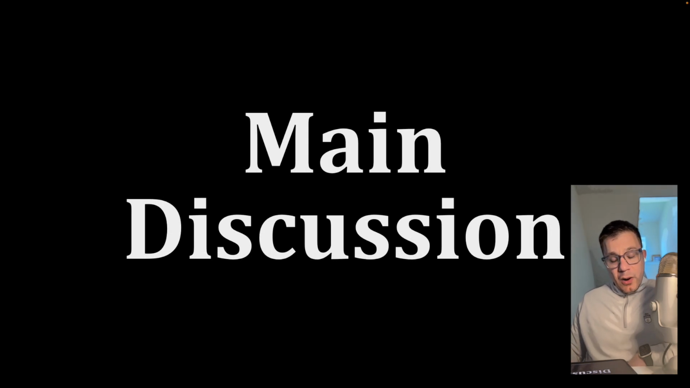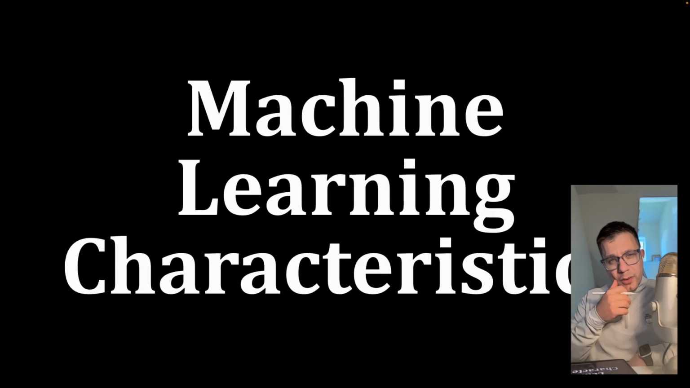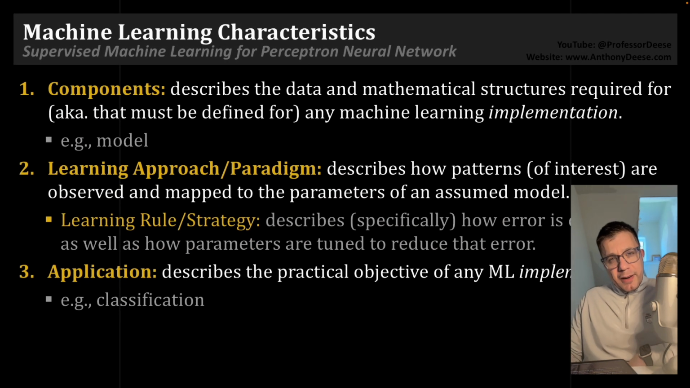So let's return to our main discussion, and the first topic that we're going to address is machine learning characteristics. What are the primary characteristics of a machine learning implementation? We use that word implementation to encompass everything associated with the machine learning algorithm, the model, and the problem, everything. The first characteristic that I'm going to define is the components. They describe the data and the mathematical structures that must be defined for any machine learning implementation. One example would be the model used.